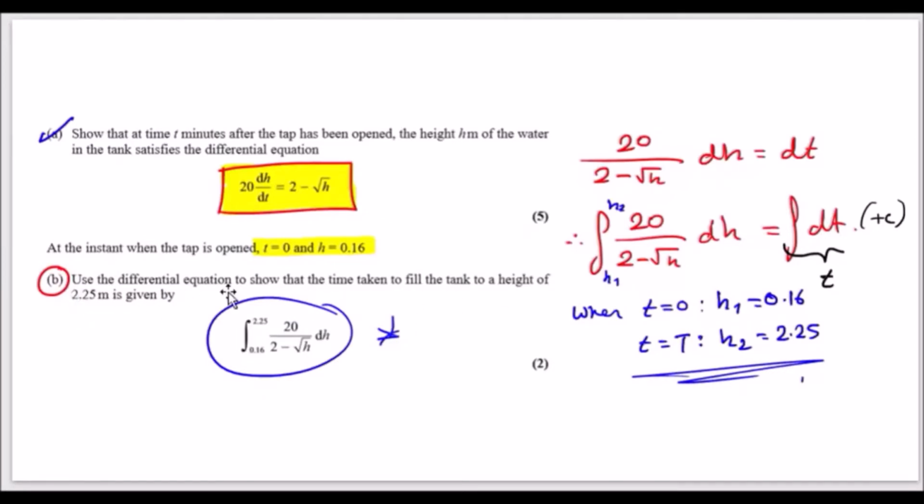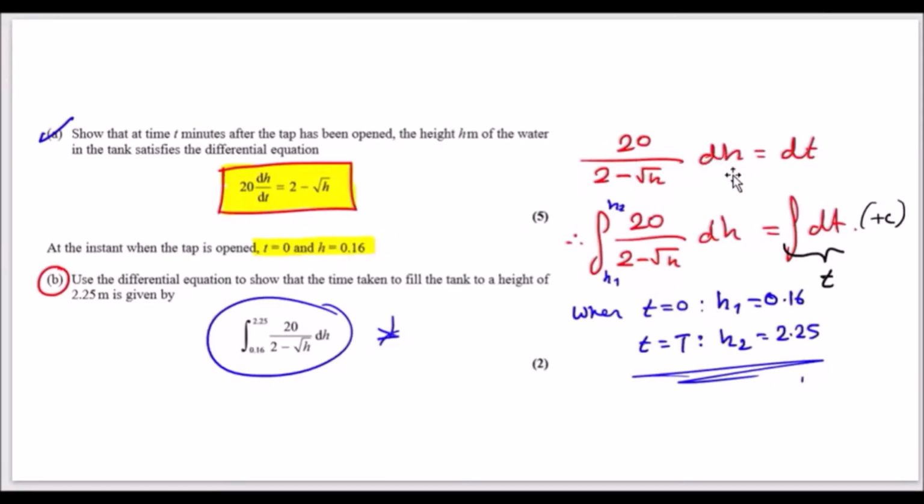So use the differential equation to show that the time taken to fill the tank to a height of 2.25 is given by this. So the final time, after a certain time, this will be the final height. Now to solve this, you just have to solve this derivative. My tip is to firstly collect all the h terms together. So I treat this as one term, 2 minus root h. I divide all this to the left, so it becomes like this. And then I times dt to the right, so dt moves to the right.